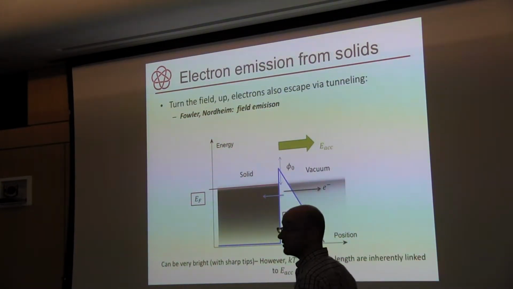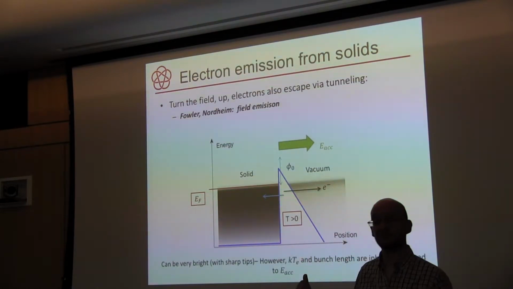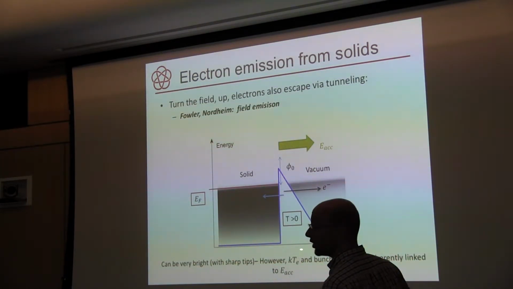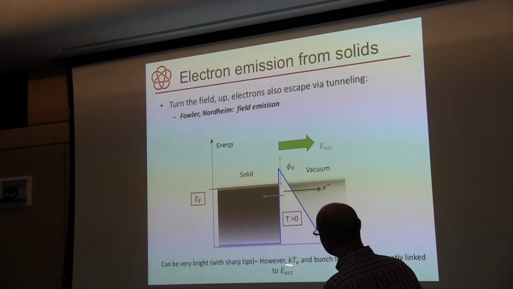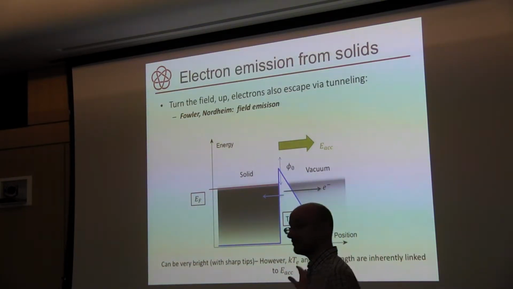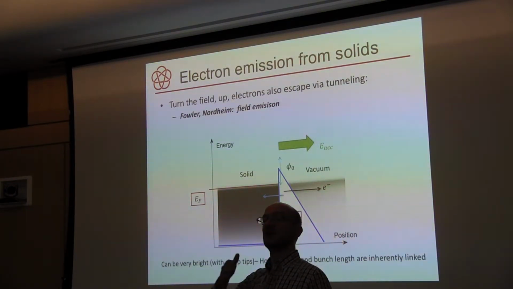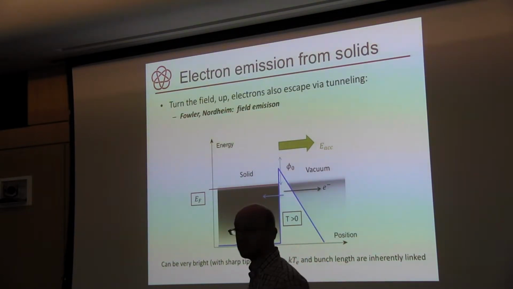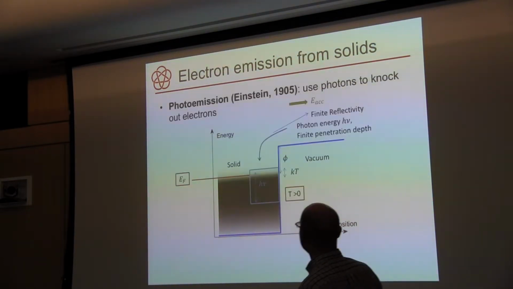I'm not going to talk about field emission too much, but if you could turn up the electric field, you would also get a lot of electrons out because we'll modulate the barrier. This suffers the same problem that we had before. The field can't be switched as rapidly as we would need it to be.